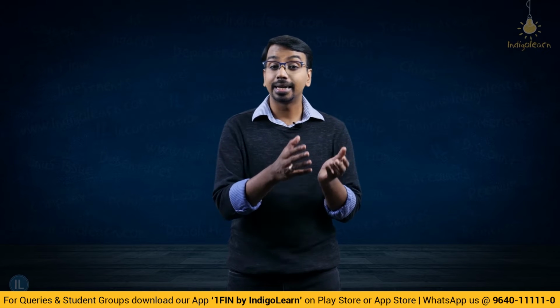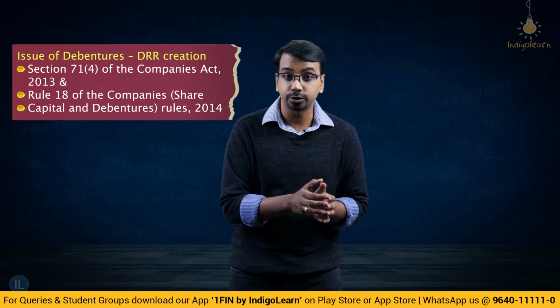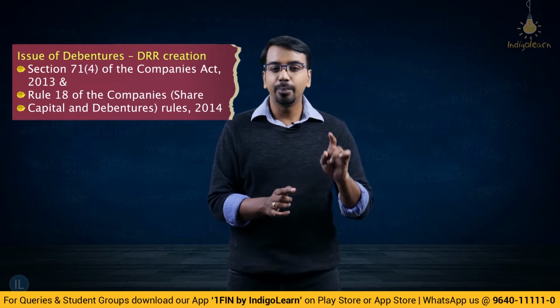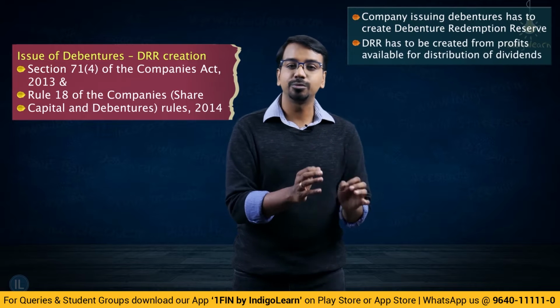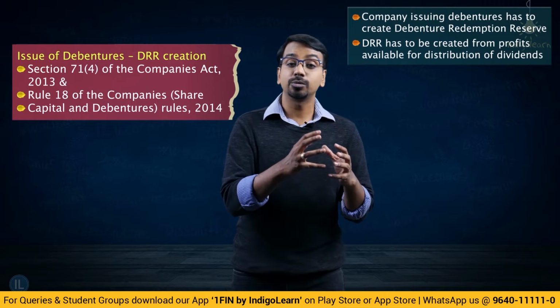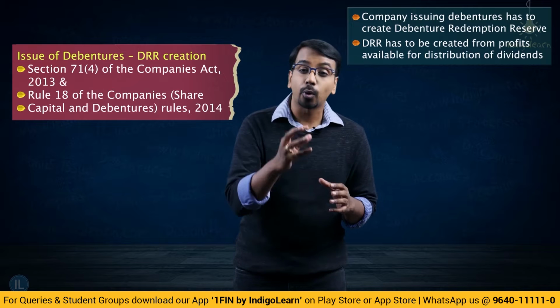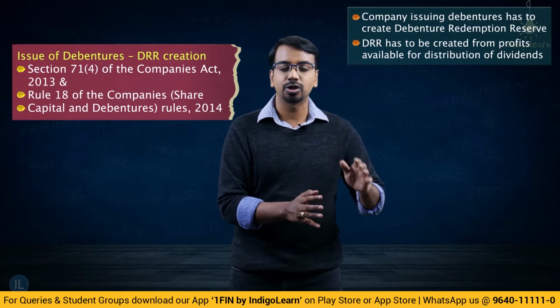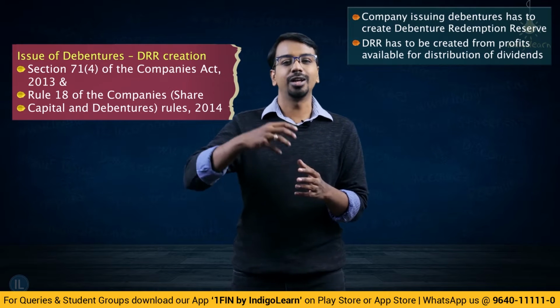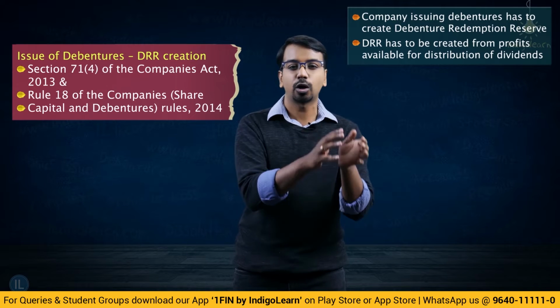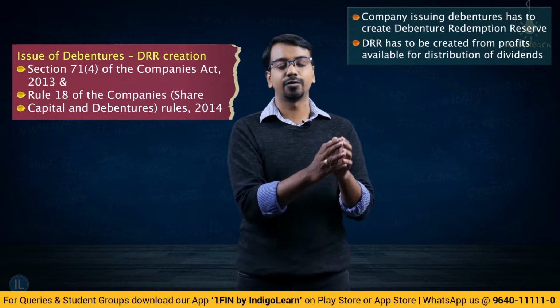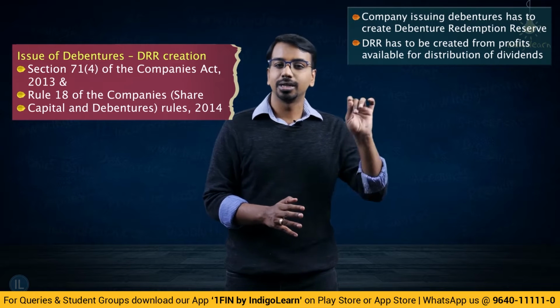So to quickly summarize, every company which has raised money by issuing debentures will have to create a debenture redemption reserve. Where does this debenture redemption reserve come from? It comes from a transfer out of the profits which are available for distribution as dividend. So before you pay dividend to the shareholders, you have to ensure that some amount has been transferred out of that profit to a separate reserve called debenture redemption reserve.